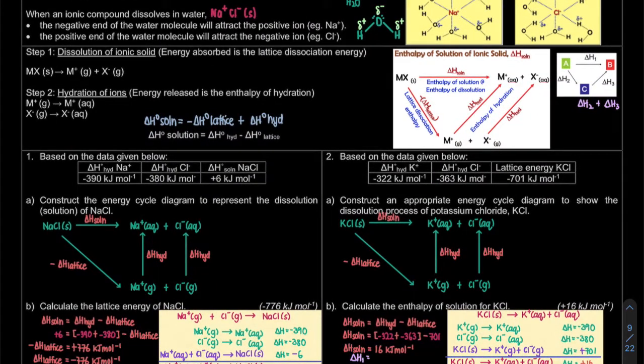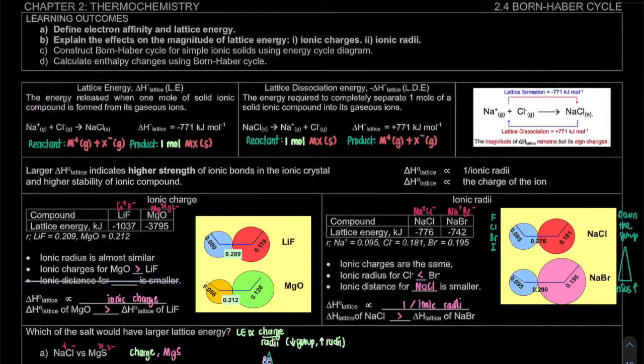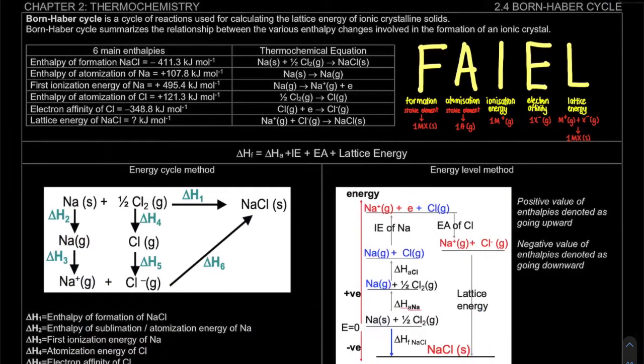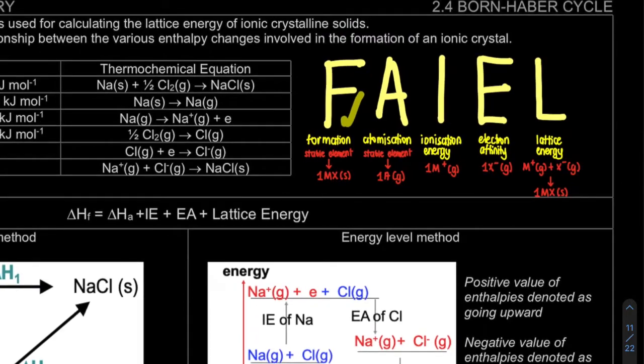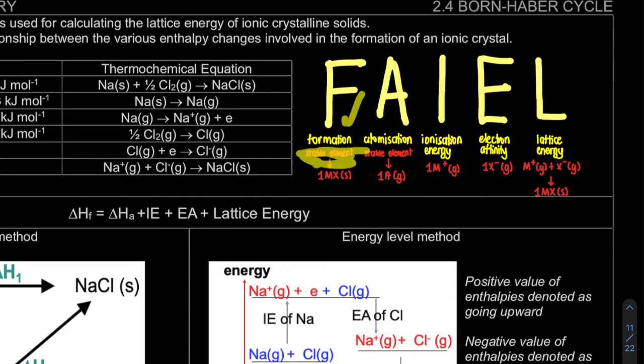Okay, next subtopic we're going to look at, this is the most important one, 2.4 Born-Haber Cycle. Okay, so for the Born-Haber Cycle, we will be focusing on formation. This one will be confusing later, formation, because here, stable element. This is the part, the stable element. And then atomization, stable element also, but from 1 mole of atom.